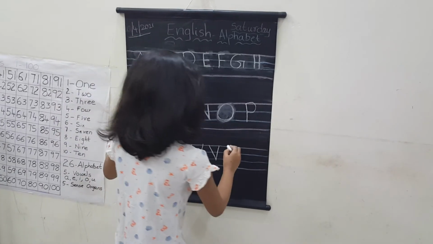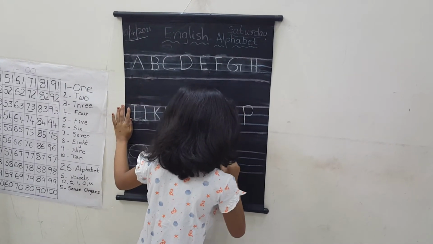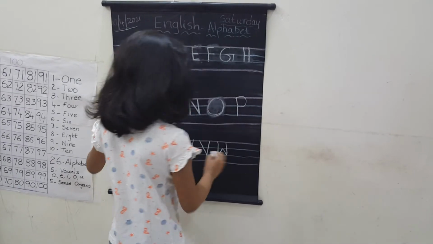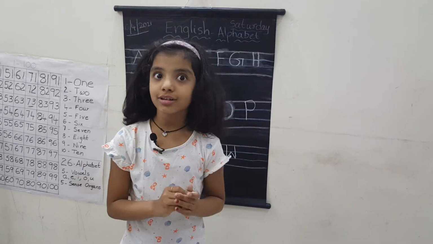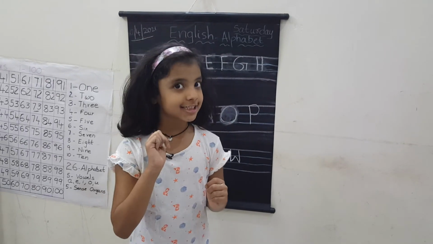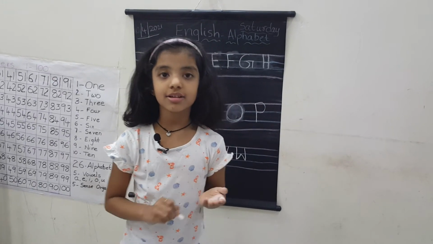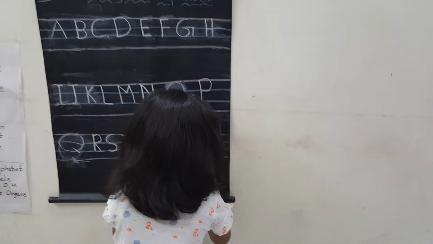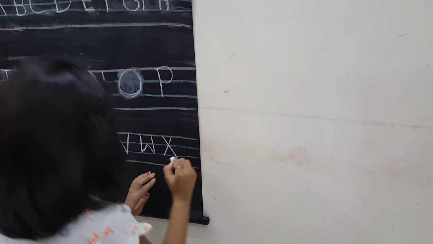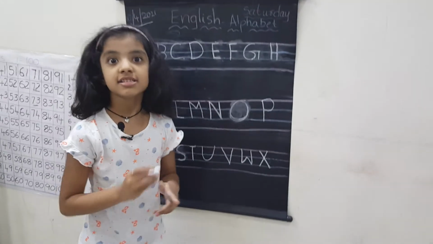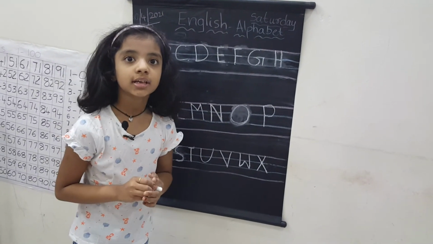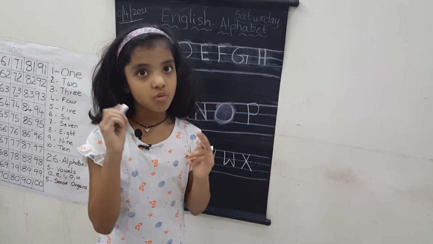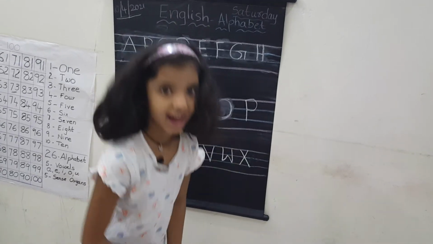Wall. This is W. Now we are going to write X. Xylophone. This is X. X for xylophone.